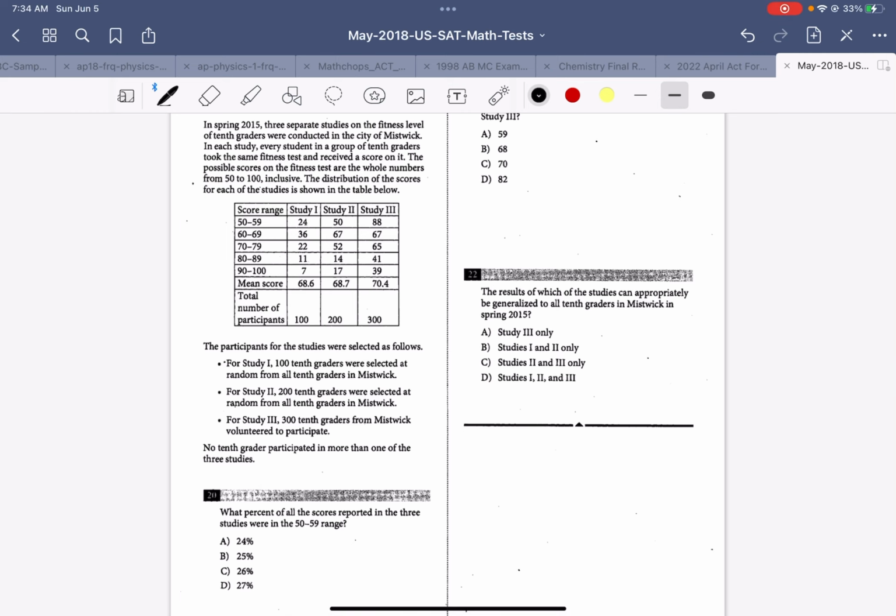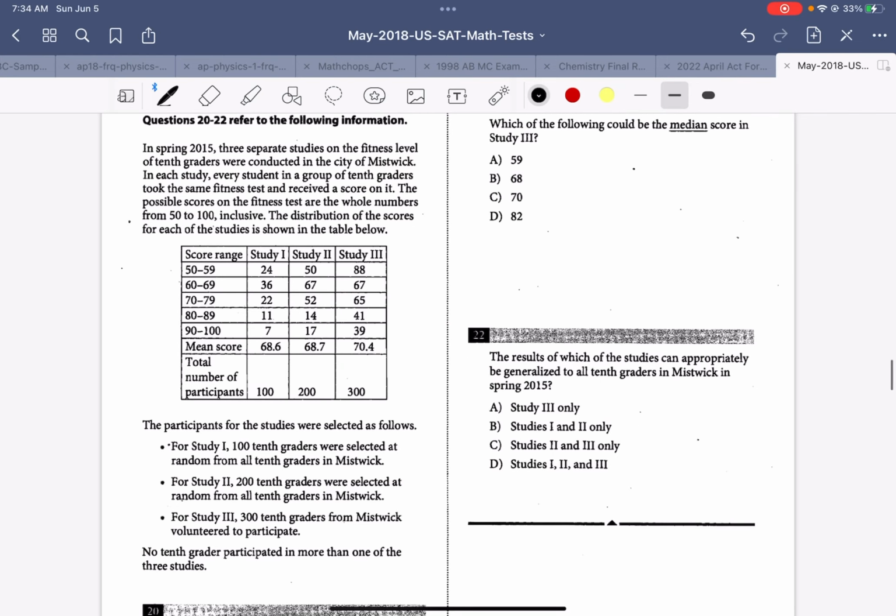In spring 2015, 3 separate studies on the fitness level of 10th graders were conducted in the city of Mistwick. In each study, every student in a group of 10th graders took the same fitness test and received a score on it. The possible scores on the fitness test are whole numbers from 50 to 100 inclusive. The distribution of the scores for each of the studies is shown in the table below.